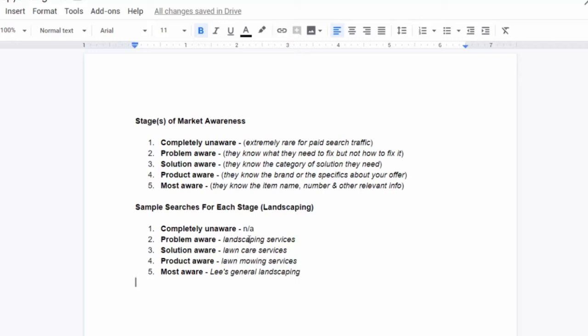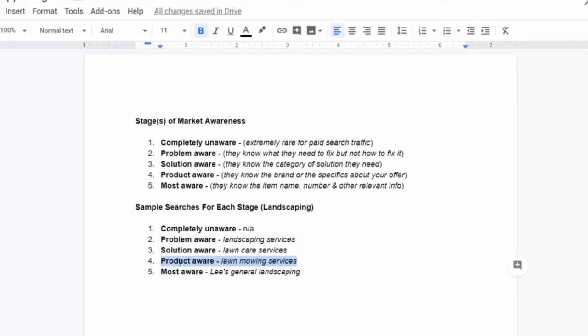We have at the very top, problem aware, landscaping services, very broad, but it's still right under the umbrella of landscaping. And then the next stage, lawn care services. Now we're getting more specific. This is the solution. They're looking for specifically lawn care services. And then product aware, lawn mowing services. So as you notice here, the best stage to catch people is here, okay?